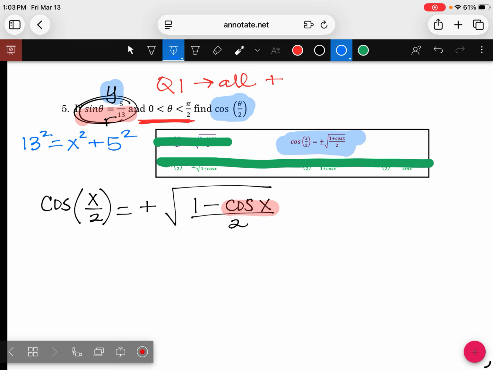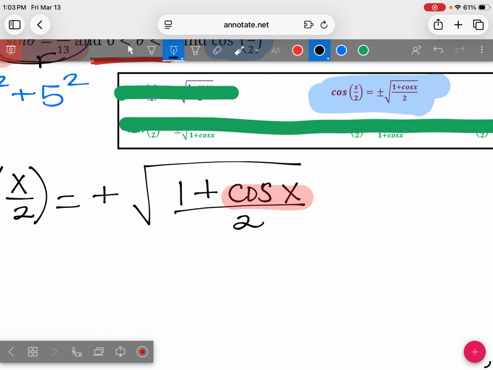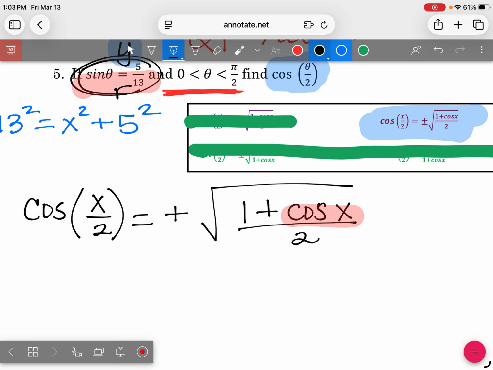I'm just playing, Kimberly. Clearly, the identity says 1 plus cosine over 2. Okay, so what did you get for x? So that means that cosine is 12 over 13. And it's in quadrant 1, so it's positive.